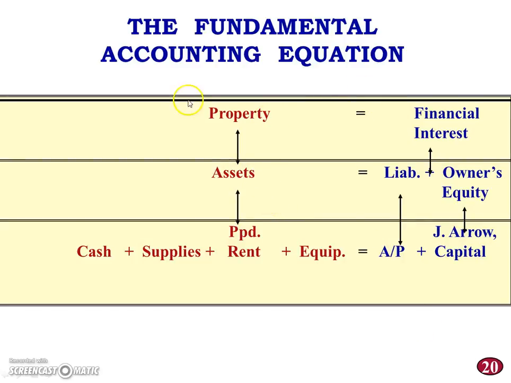The accounting equation is basically the property equals the financial interest. If you break it down, you've got BEER: assets equals liability plus owner's equity. Or A-L-E, ALE: assets equals liabilities and equity. So we've seen that the assets of a business are many. One is cash, one supplies, prepaid rent, and equipment. And then on this side, accounts payable and the capital, which is John Arrow.